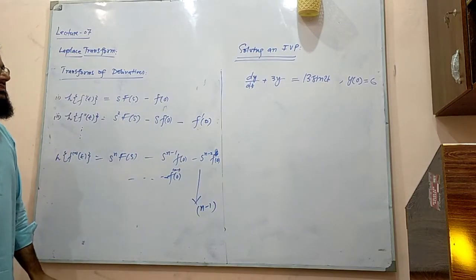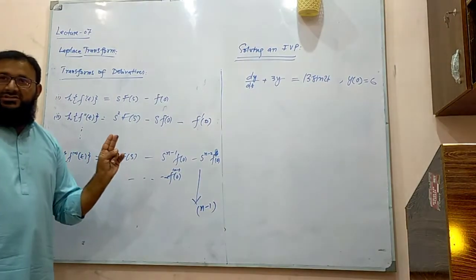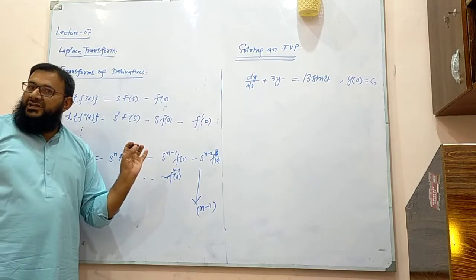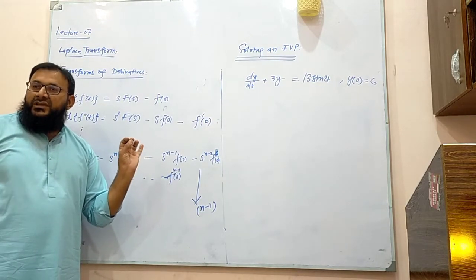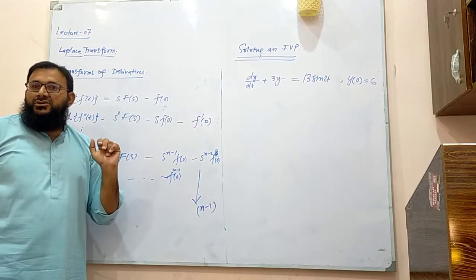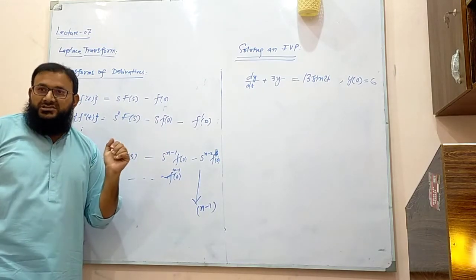The main thing is that when you solve these equations, you do two things. You find the complementary function, and you find the particular integral. When you are done with both of these, you apply initial or boundary conditions to find the values of the arbitrary constants.